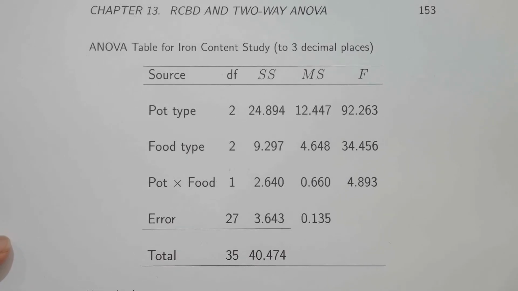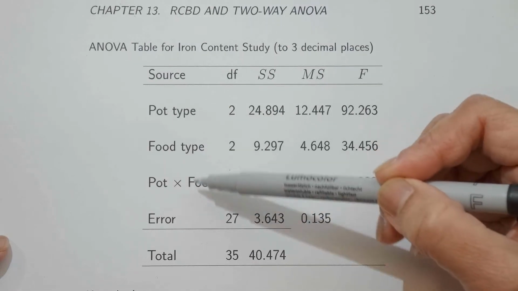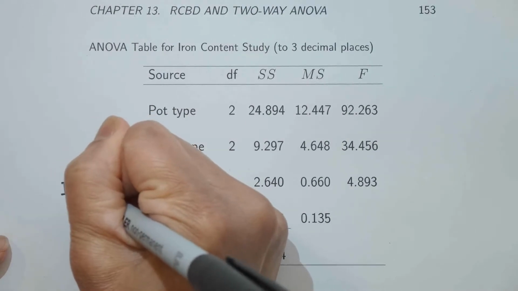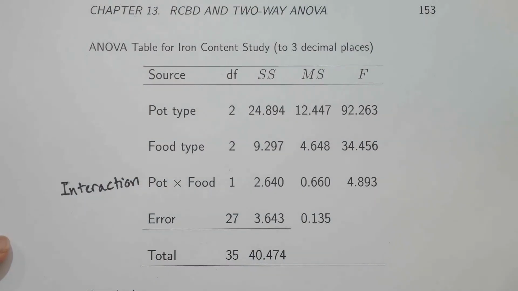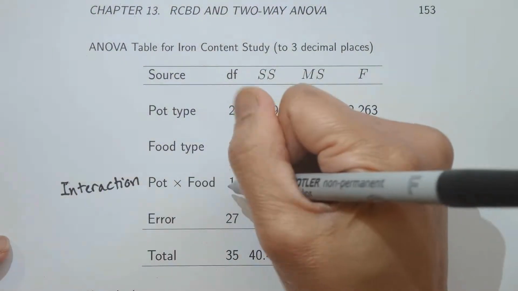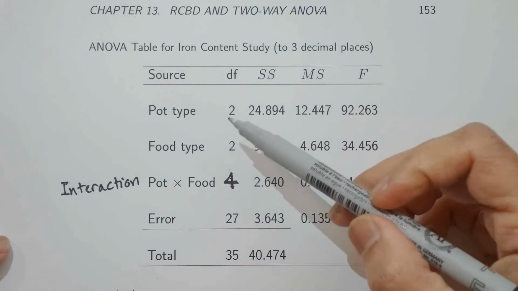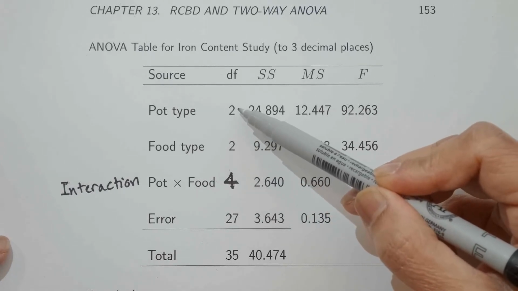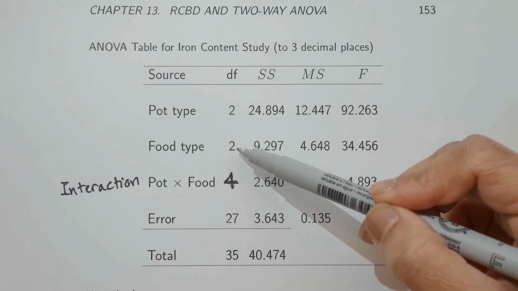Here's what the ANOVA table looks like. Under source, we have the pot type, the food type, the pot by food, and this is our interaction term. And again, this should be corrected on your version, the one that I posted. But for pot type, we have I minus 1 degrees of freedom, which is 3 minus 1, giving us 2. Food type had 3 categories, so there are 2 degrees of freedom for food type.